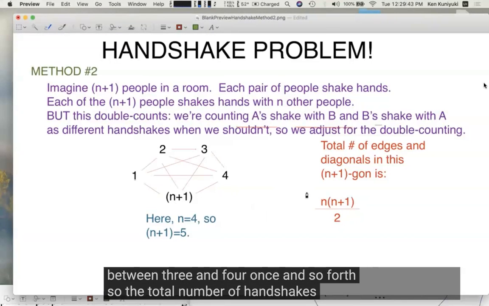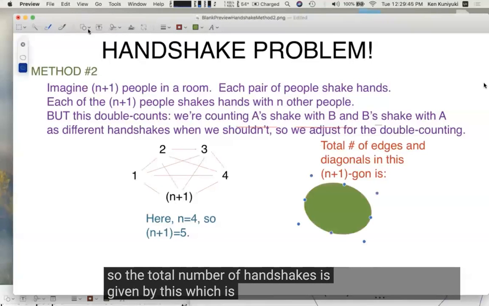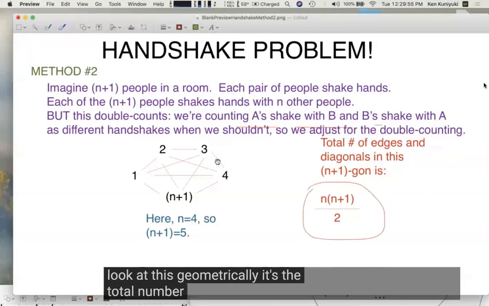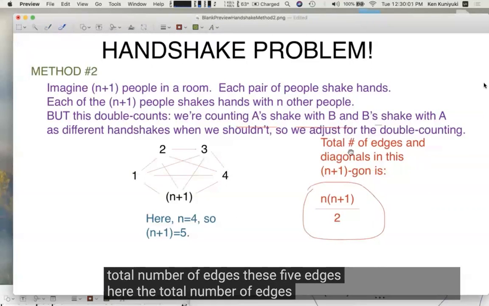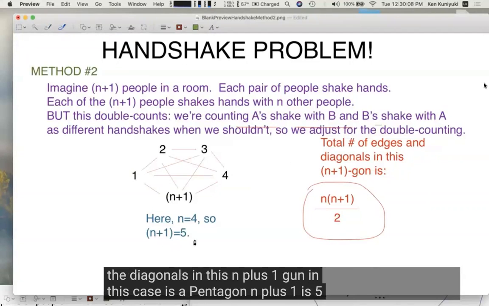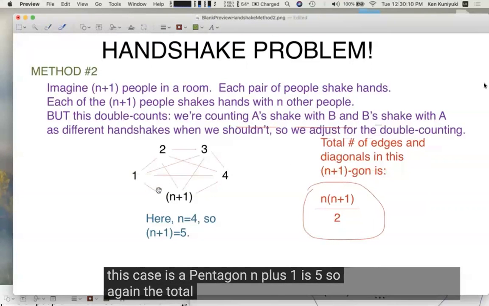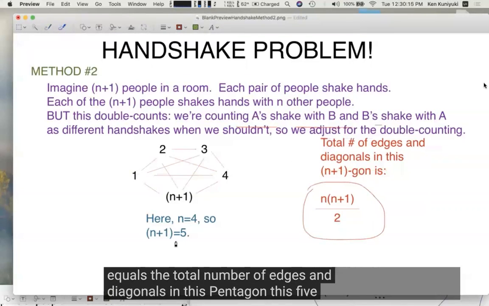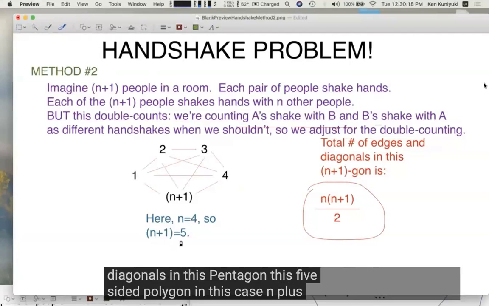So the total number of handshakes is given by this, which is, if you look at this geometrically, the total number of edges, these 5 edges here, and also the diagonals in this n plus 1 gon. In this case, it's a pentagon. N plus 1 is 5. So again, the total number of handshakes equals the total number of edges and diagonals in this 5-sided polygon.